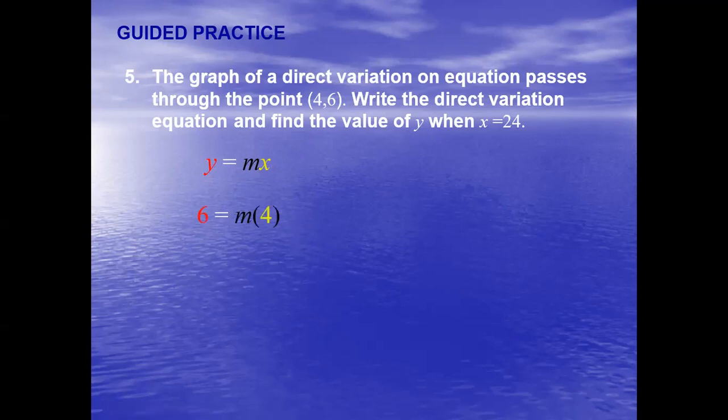Then divide both sides by 4 to find the value of m. So m is 6/4 or 3/2. Insert it back into y equals mx to find that y equals 3/2 x. Then replace x with 24 to find the value of y. So y equals 3/2 times 24, or y equals 36.